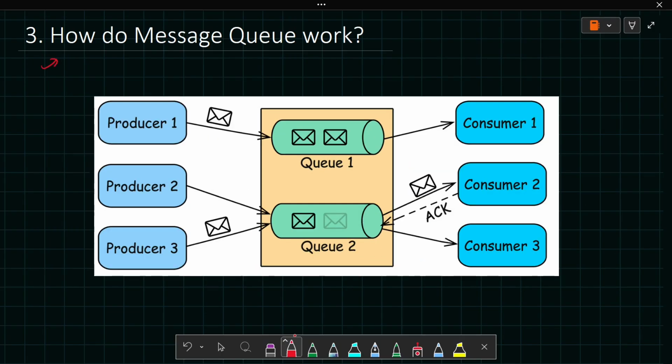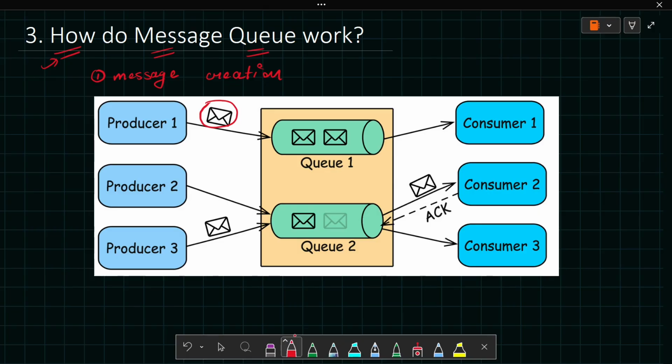Now let's discuss how a message queue actually works, with the help of a diagram, with the help of the architecture of the message queue. First of all, there happens a message creation. The first step is message creation. A producer generates a message, which is generated by the producer.